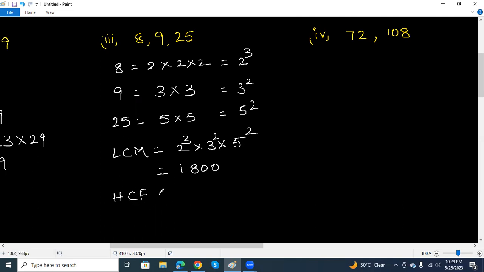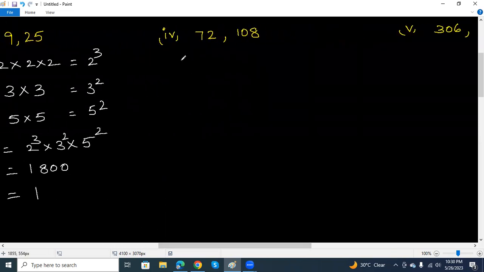Write the common factors. What are the common factors? Is there any common here? No, nothing. 2 is not present anywhere. 3 is not present anywhere. 5 is not present anywhere except this number. So if there is no common factor, we will take the HCF as 1.